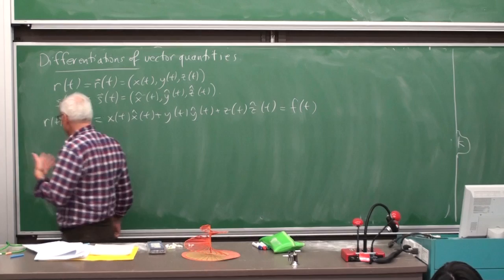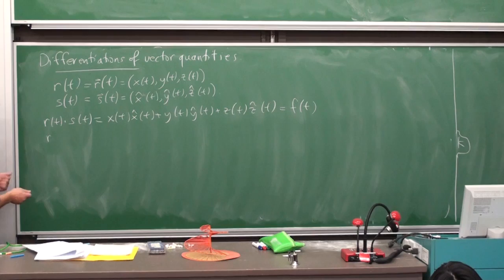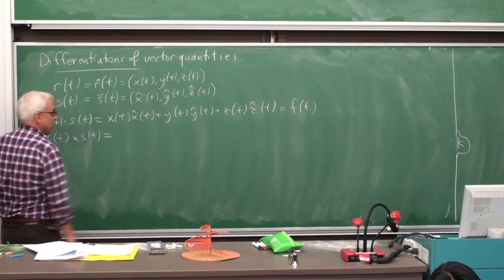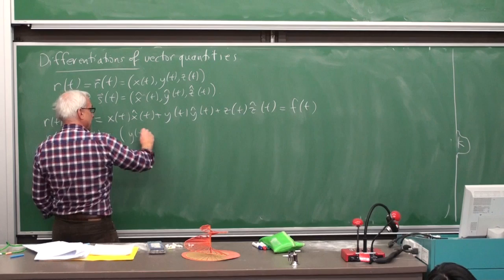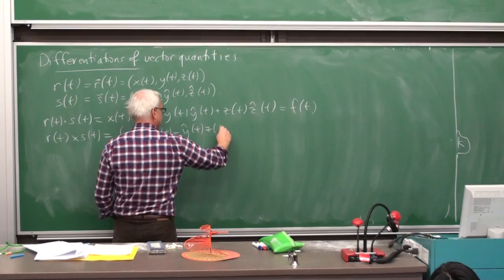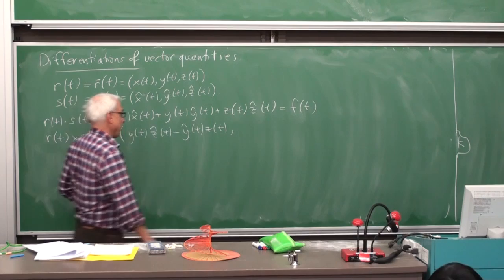And another thing that we can do, of course, is we can take the cross product between these two vectors. So r of t cross s of t equals, okay, well, it's a vector, which is going to be y of t, z hat of t, minus y hat of t, z of t. That'll be the first component. And then the other ones are permuted in the usual fashion. Okay, maybe I won't write it down.